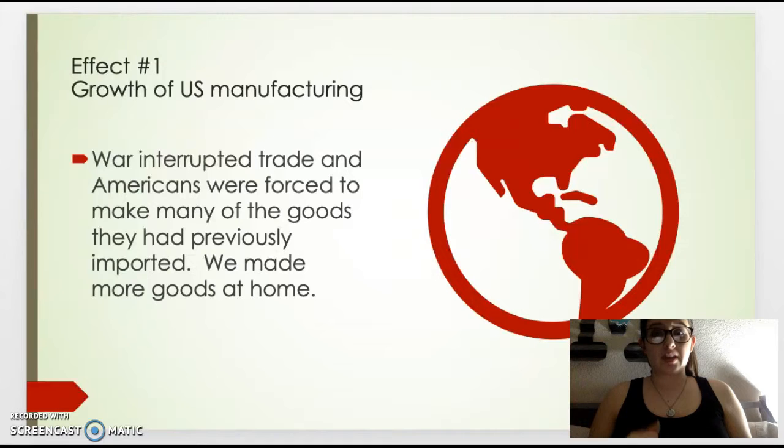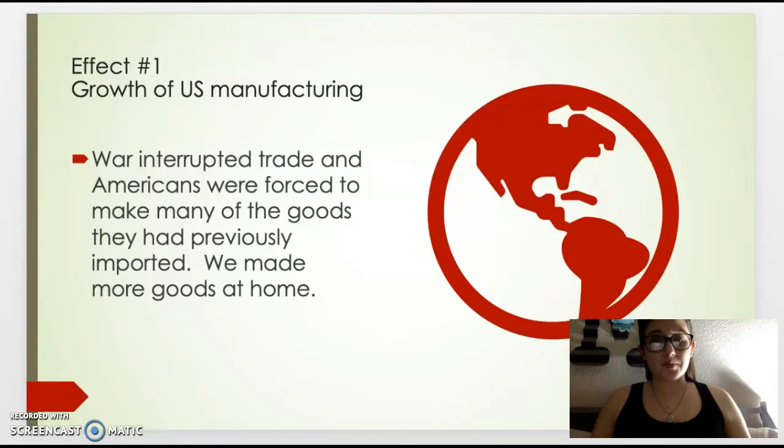So when the British set up the blockade, war interrupted trade, and Americans were forced to make many of the goods they had previously imported. So, we made more goods at home. Yay! Go us. So, it's important to write down trade. That's a good one for us to write down in that blank. And then we have another blank in this section for imported. They had previously imported goods.